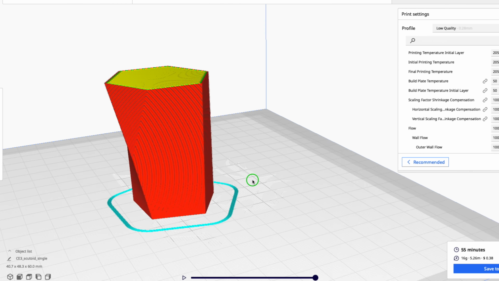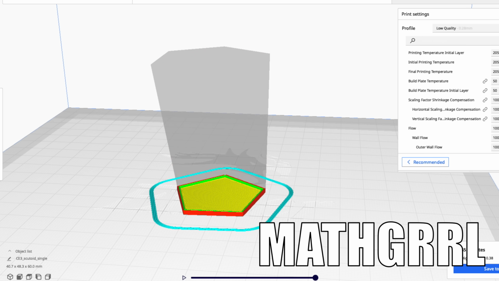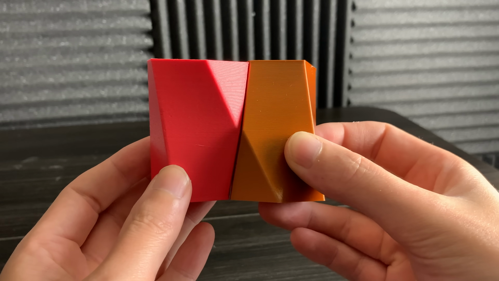The Scutoid 3D model was created by user mathgrrl with two R's, and it's available on my website under the Creative Commons Attribution License.